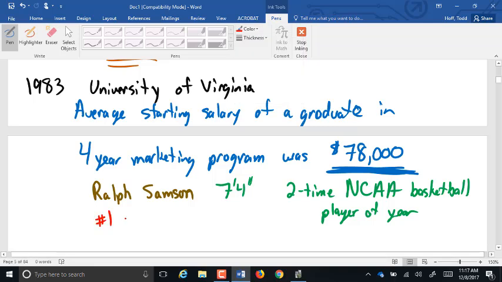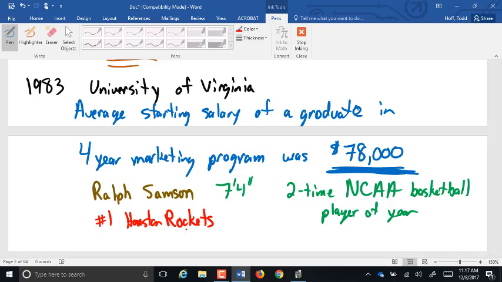He was drafted #1 by the Houston Rockets that year. Houston Rockets, for those of you that don't follow sports, is an NBA basketball team. How much do you think he got paid that year? Several million, right? He had a multi-million-dollar contract as the first draft choice in the NBA draft.